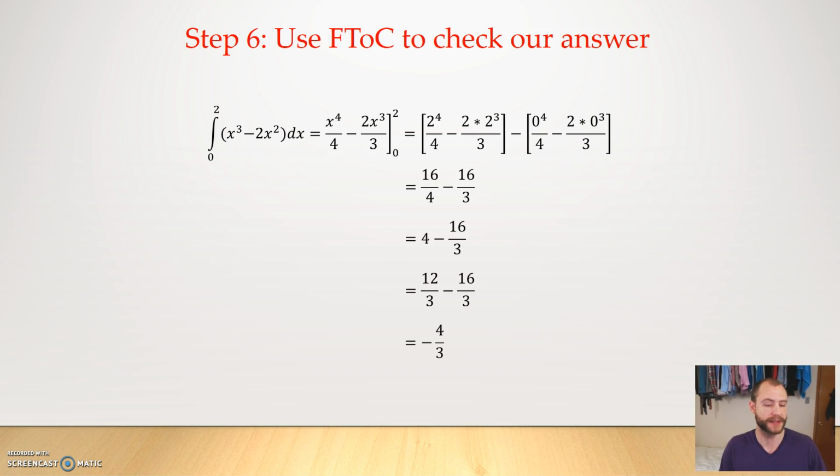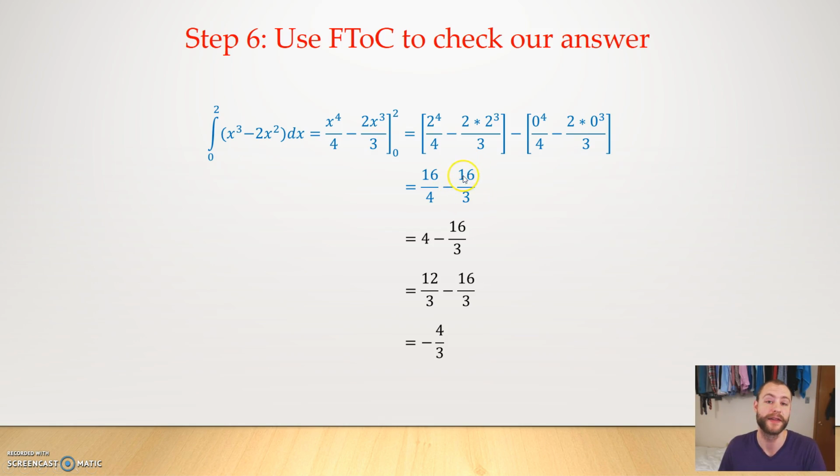Now, the last step is to use the fundamental theorem of calculus to check our answer. It's so fast, you might as well do it, right? So if you're integrating this function from 0 to 2, you just take an antiderivative. Any antiderivative will do by the fundamental theorem of calculus. x to the 4 over 4 minus 2x cubed over 3 does the trick. Evaluate it from 0 to 2. So you plug in a 2 for all the x's, and then you subtract it by plugging in a 0 for all the x's. What do you get? If you do the math, you get exactly what we had before.